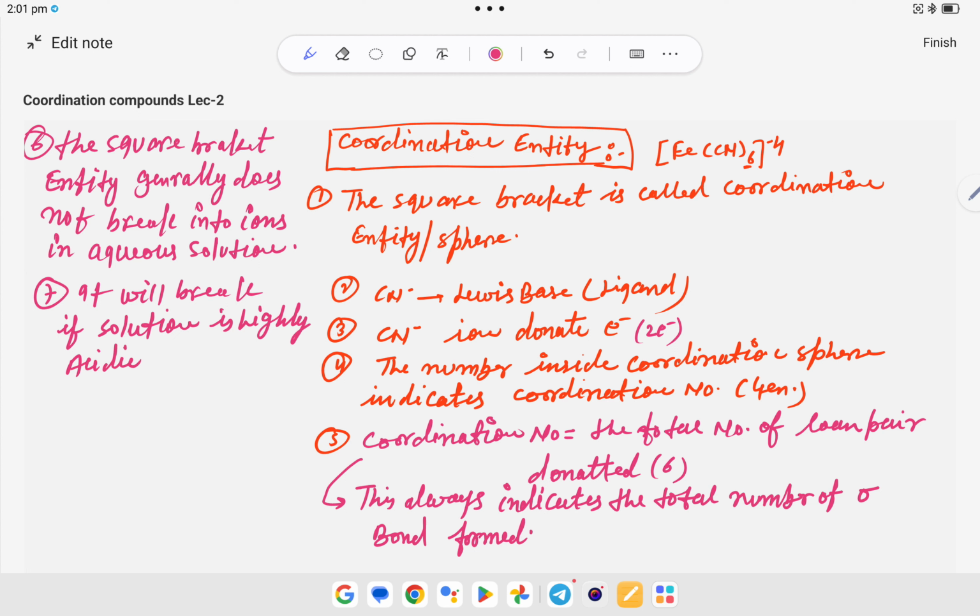that means H+, or highly alkaline, that means OH-, or heat. So if you provide these conditions, a highly acidic medium, a highly basic medium, or you are heating, then the coordination entity breaks down into ions. So this is all about the square bracket entity. I hope it is clear to you.